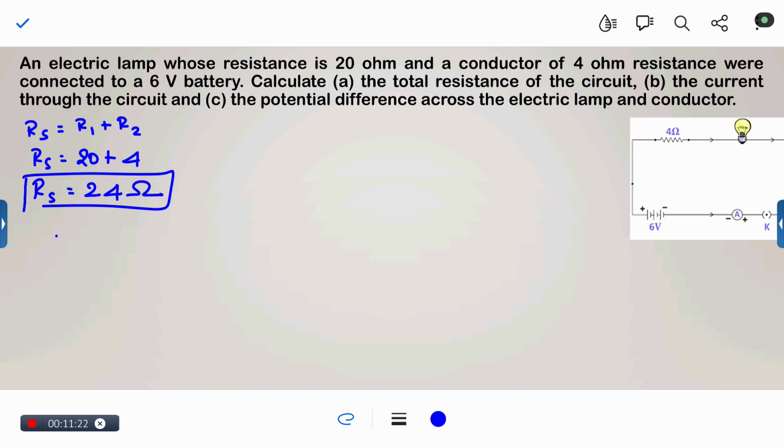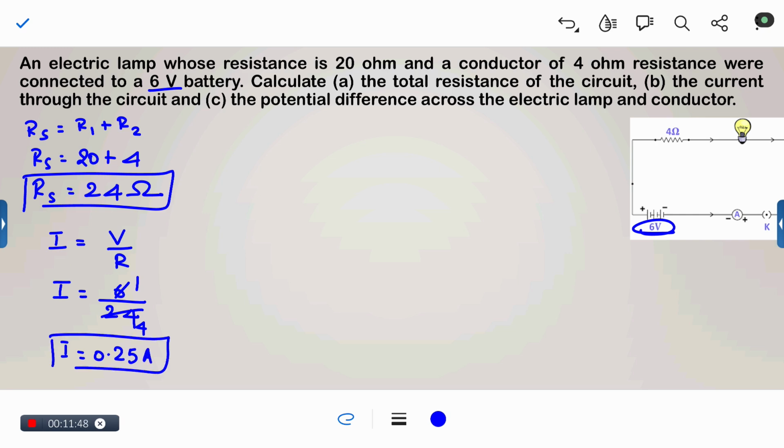Second, they're asking us to calculate current. What is the formula to calculate current? I is equal to V by R. Check the value of potential difference given in the question: 6 volt. Now substitute, I is equal to 6 by 24, which is 1 by 4, that is 0.25. Suppose in the question they say that 0.25 ampere of current is passing through the conductor, how much current will pass through the electric bulb? 0.25, the same. Reason: in series combination, the flow of current remains the same.